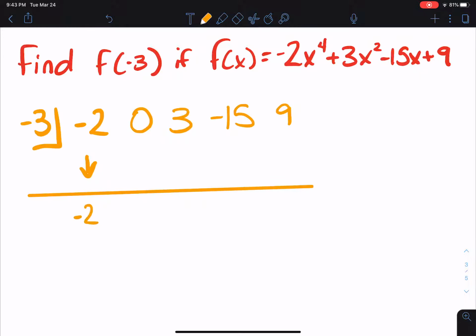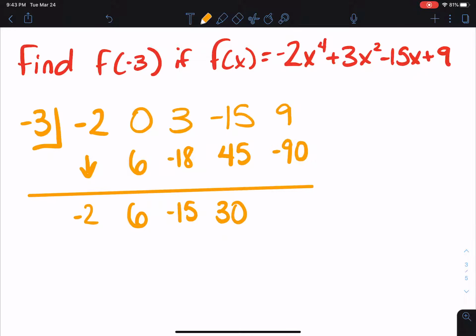So we're going to bring this negative 2 down, drop it low. Negative 3 and negative 2 being multiplied together will give me 6. Add those together, that's still 6. 6 and negative 3 is going to be negative 18. Negative 18 plus 3 is negative 15. Negative 15 times negative 3 should be 45, which is going to give me 30 when I combine those. And 30 times negative 3 is negative 90. And if I combine those, this should be negative 81.